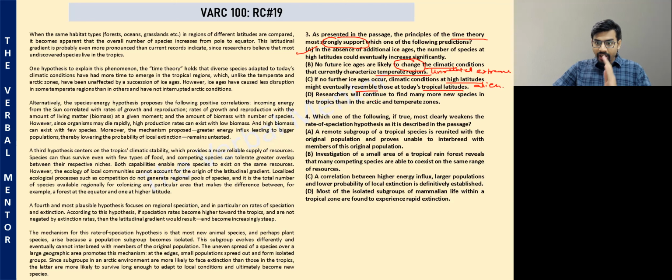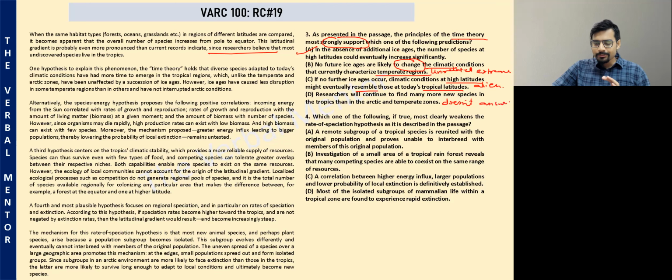Option D, researchers will continue to find many more new species in the tropical regions than in the Arctic regions. Tempting choice, because this is explicitly written as a fact in the passage. However, this is not related to time theory. Option D is mentioned here as a general fact and not as something proposed by time theory in particular. So it is not related to the question. It does not answer the question.